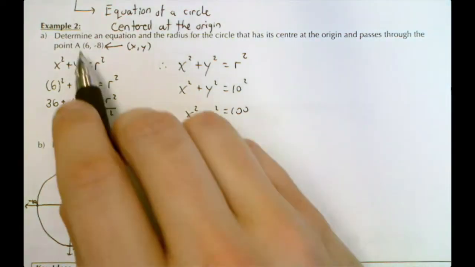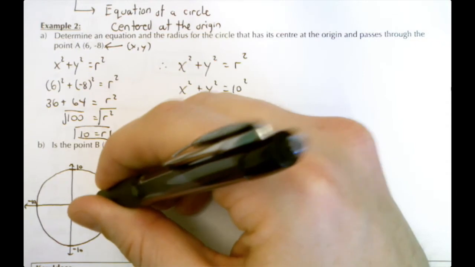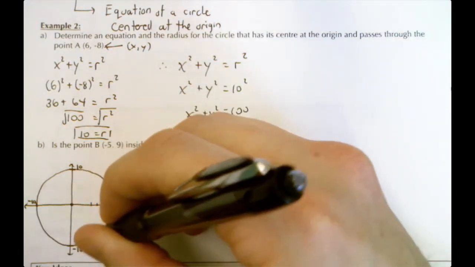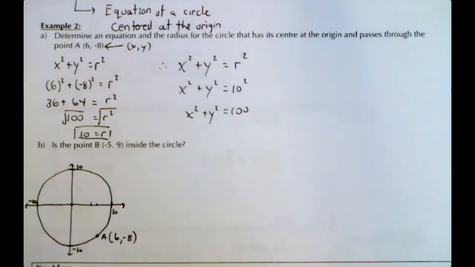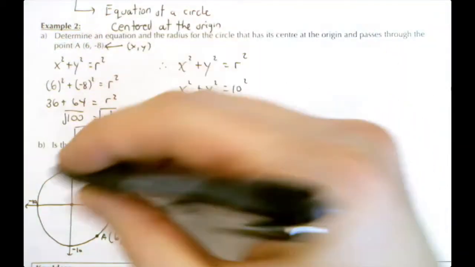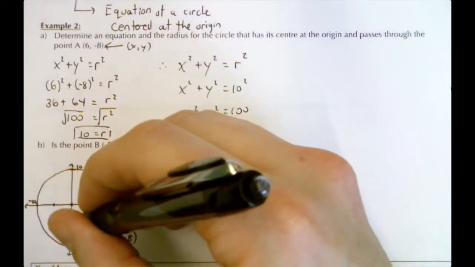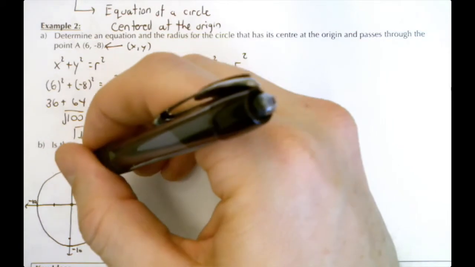And we know 6, negative 8 is on the circle. We'll call that point A, 6, negative 8, right here. That point's on the circle. The question is, what about negative 5, 9? Well, negative 5 would be like here, and 9 would be up here.